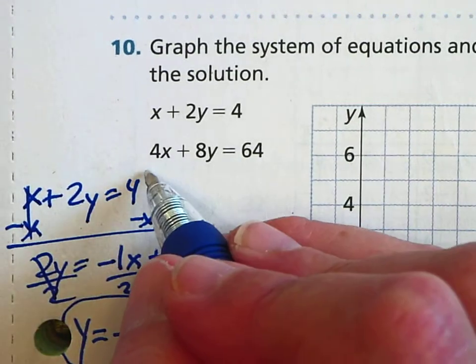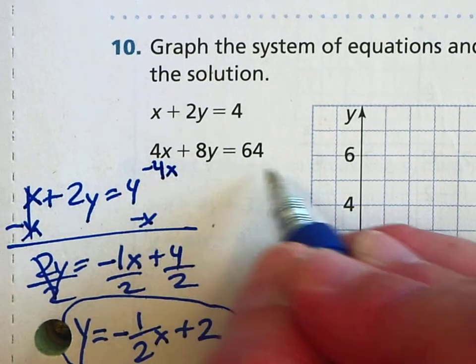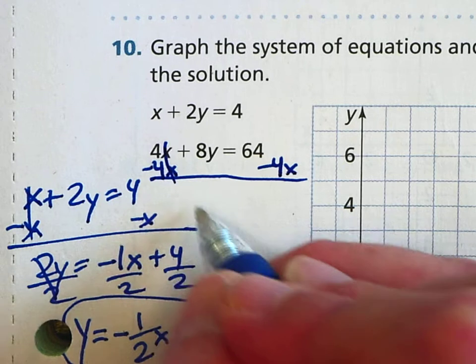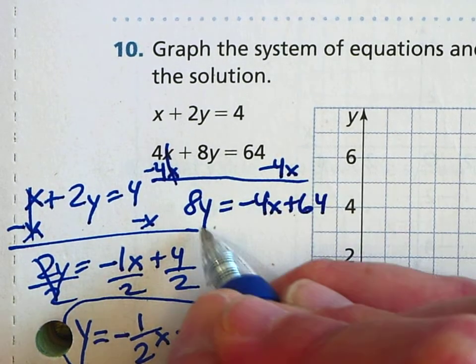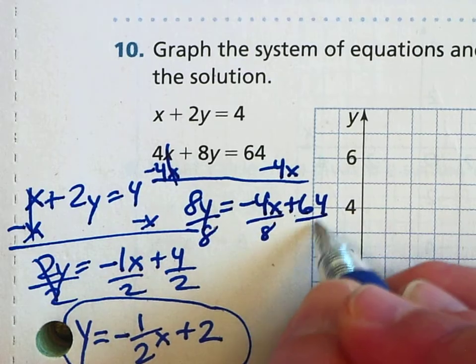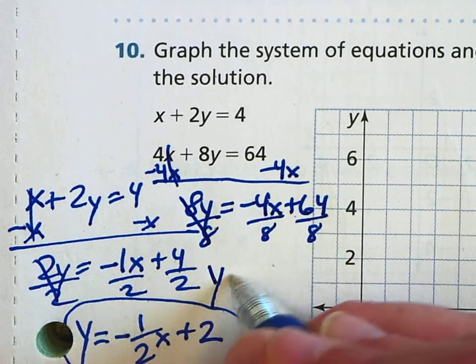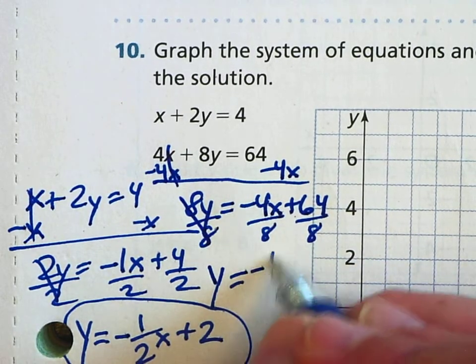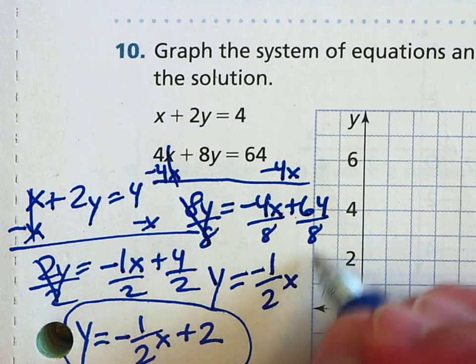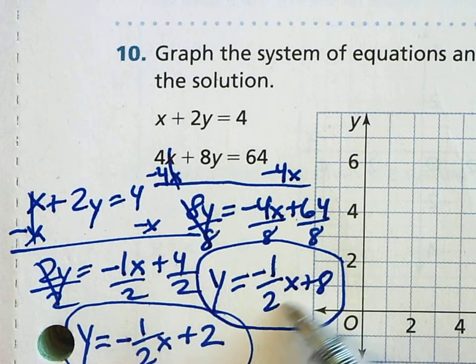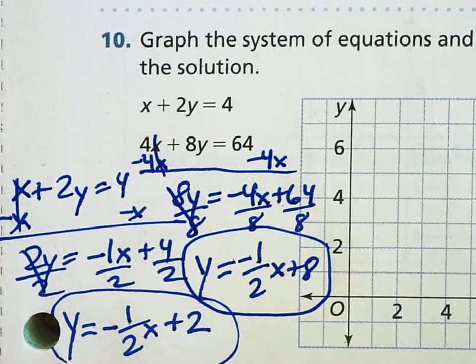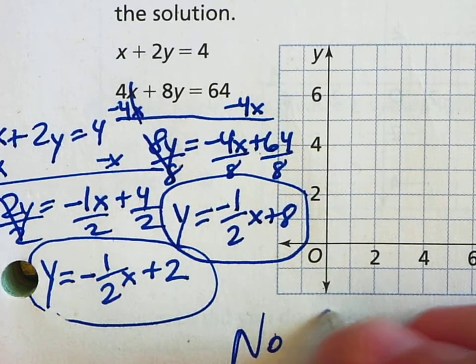Now I'm going to do the same thing here. I'm going to move the 4x to the other side. So I have 8y equals -4x plus 64. And then I'm going to divide everything by 8. So y equals, that reduces to -1/2x plus 8. I'm noticing that both of these have the exact same slope, but two different y-intercepts. So these are going to be parallel lines, and this is going to be no solution.